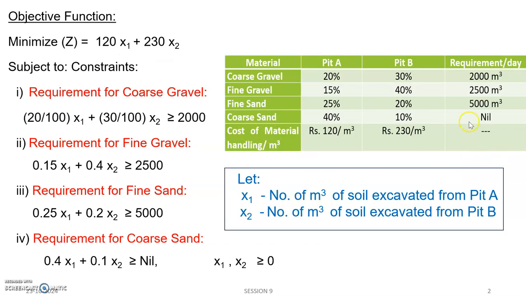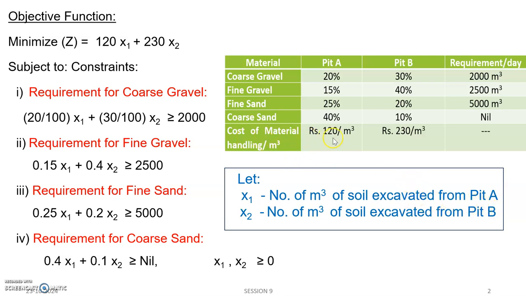Now for understanding's sake, I have taken the same table here. From this we can easily retrieve the data. First we have to always represent our decision variables. Two decision variables are there, x1 and x2. x1 relates to the number of cubic meters of soil to be excavated from pit A, and the number of cubic meters of soil to be excavated from pit B is x2. So that is our requirement, the decision variables.